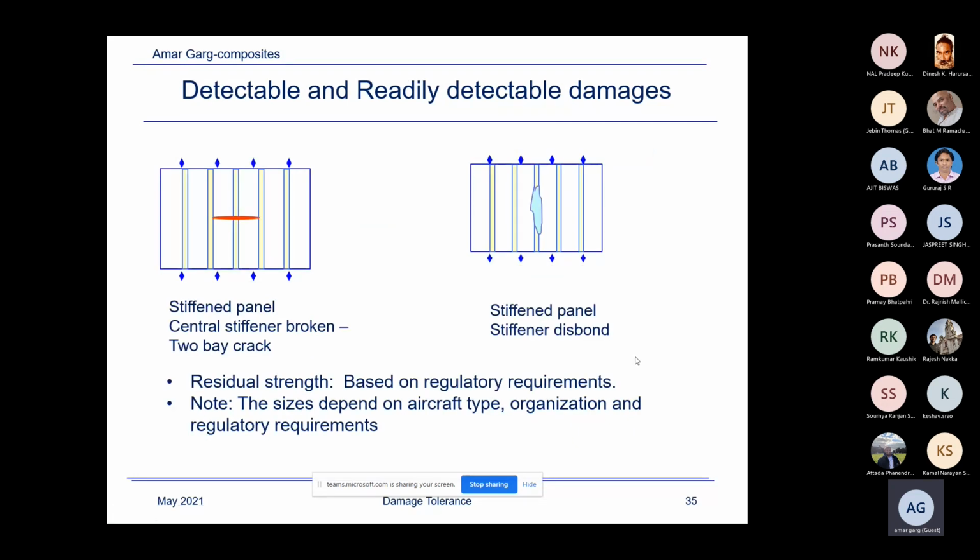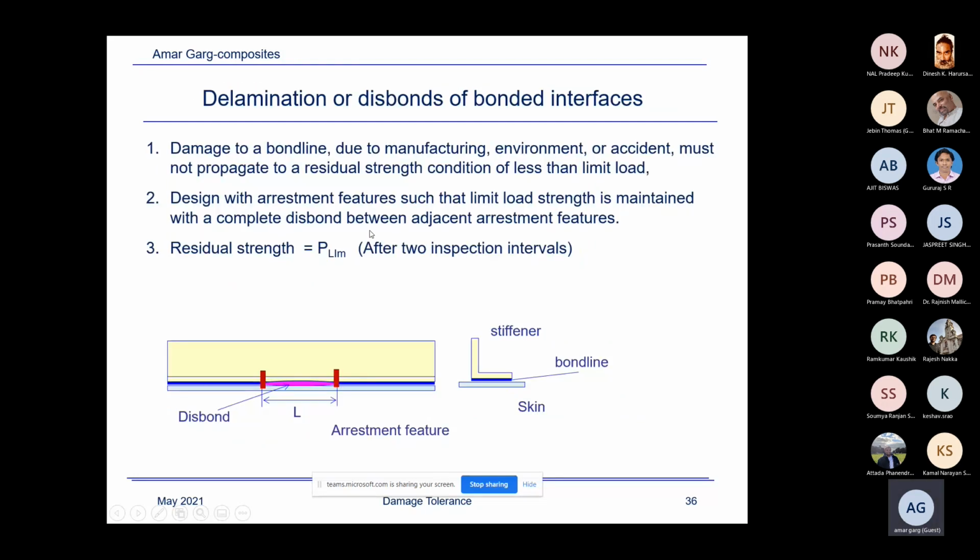Stiffened panel I've discussed today, and therefore study the requirement. Won't discuss that now. So your question was regarding the delamination or disbond of bonded interfaces. I've just shown a picture here. Suppose you have a stiffener and this is skin and there's a bond line. Now the requirement is, if it's a critical part, damage to a bond line due to manufacturing, environment, or accident must not propagate to a residual strength condition of less than limit load.